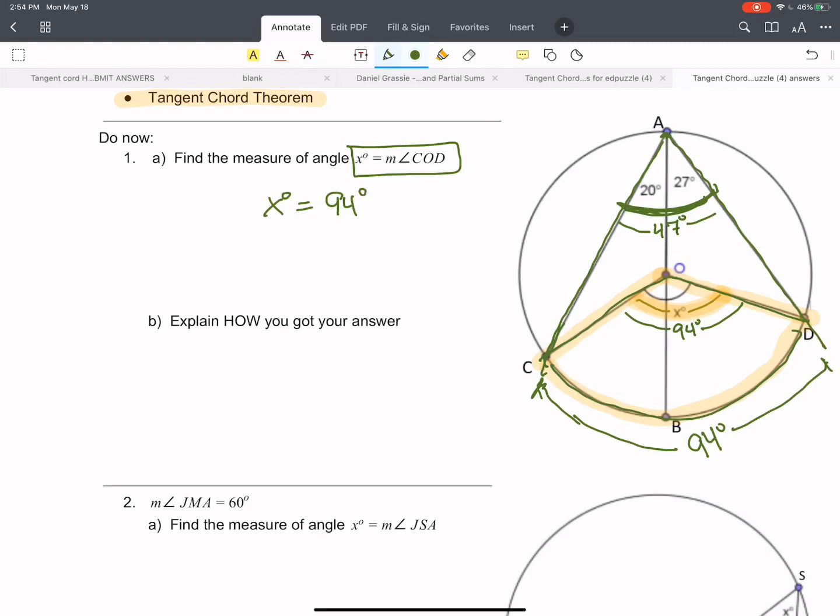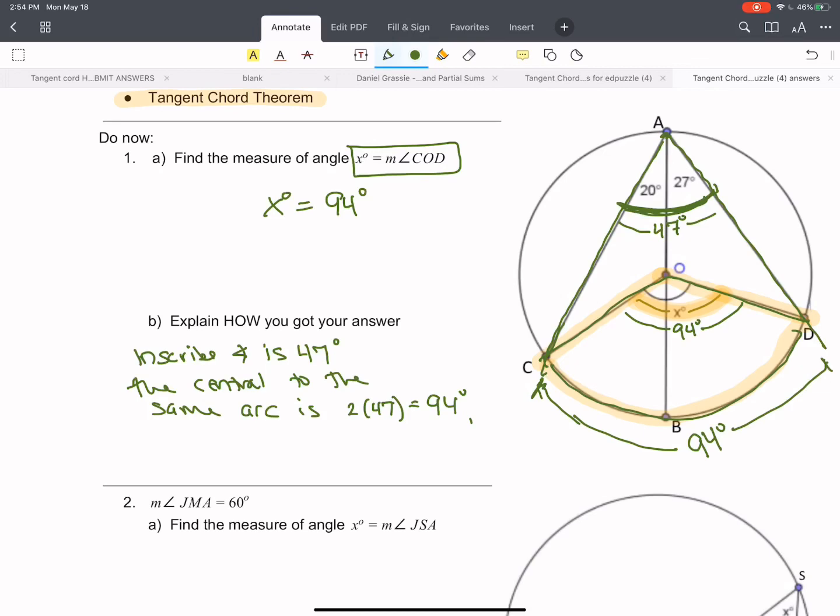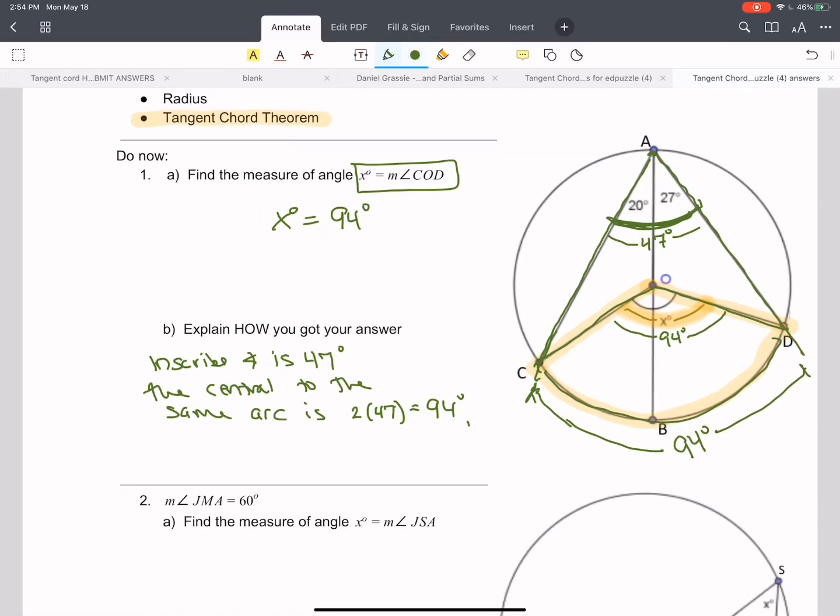So when the inscribed angle is 47 degrees, the central angle to the same arc is 2 times 47 degrees. So that's 94 degrees. That was my quick explanation on that one. All right, let's move on.